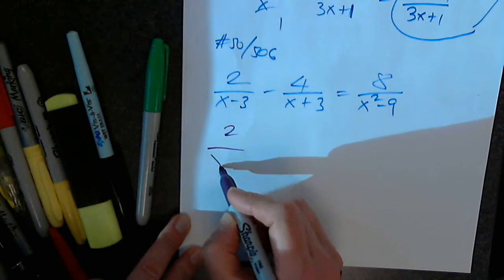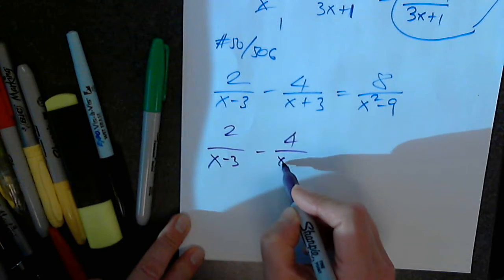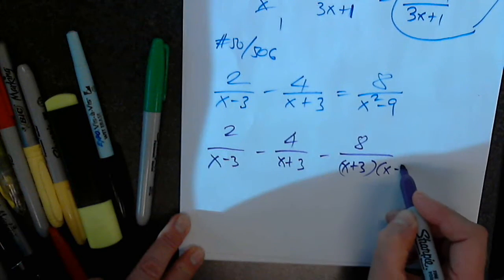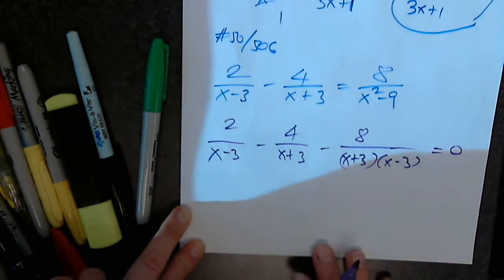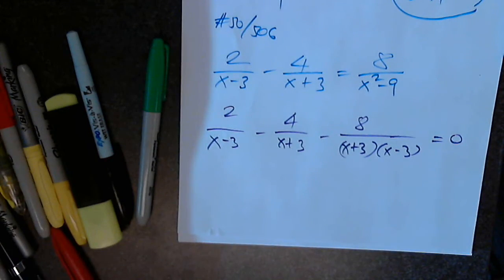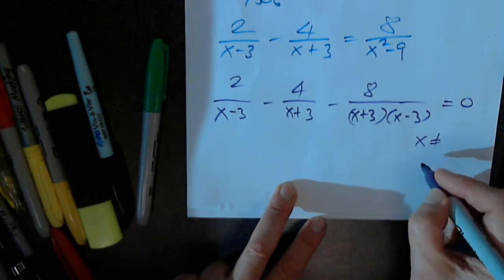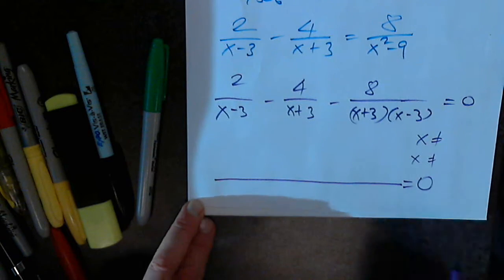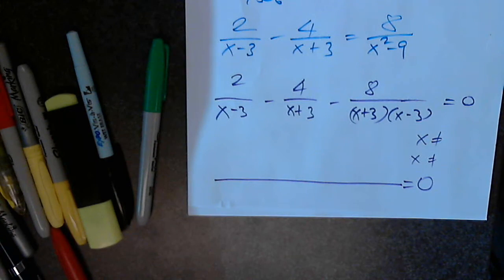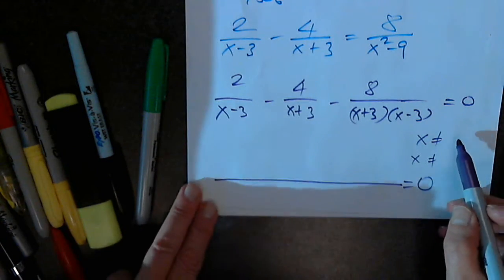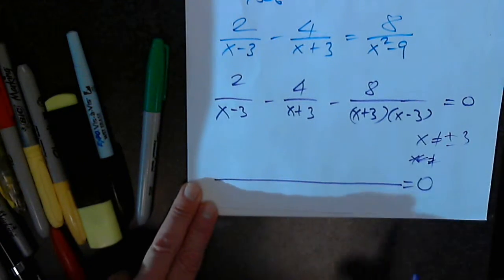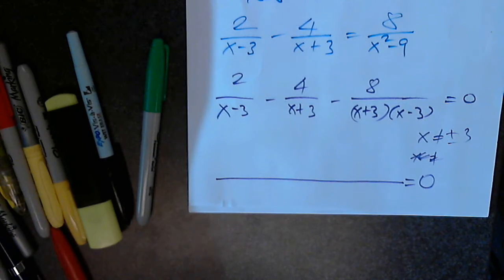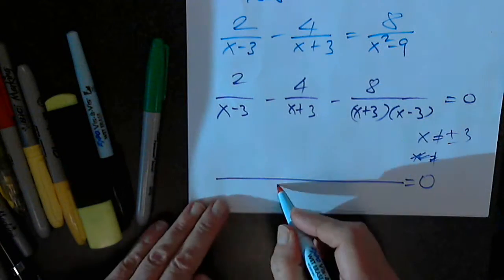So 2 divided by x minus 3 minus 4 divided by x plus 3 minus 8 divided by x plus 3 x minus 3 equals 0. Is this step clear? Yes. I have to state 2 restrictions. And then find the least common denominator. Very good. Perfect. So then the least common denominator would be? X plus 3 x minus 3. Very good.